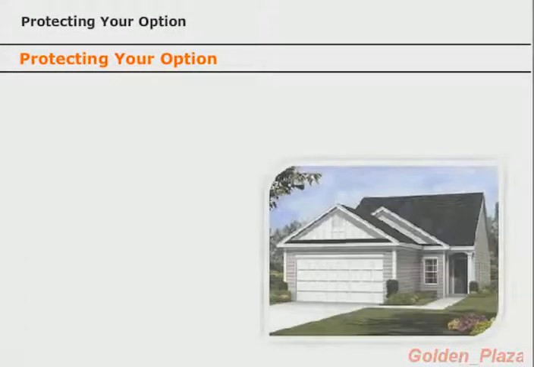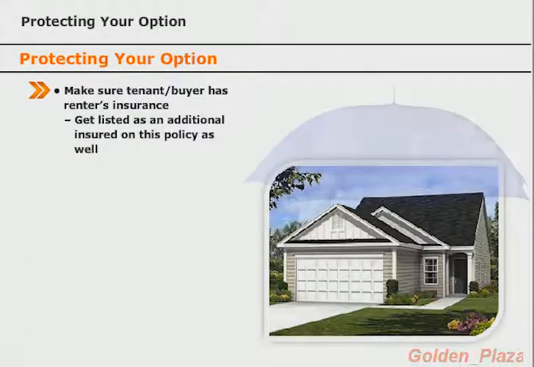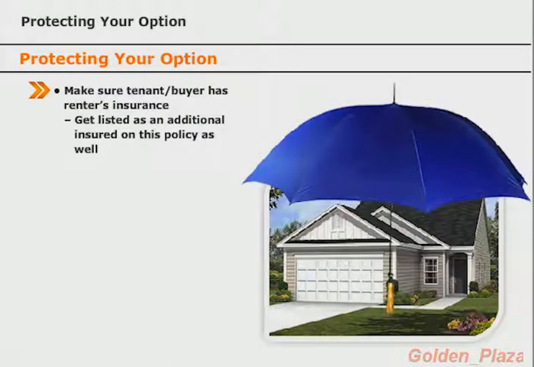The second step you can take is to make sure your tenant buyer has a renter's insurance policy that covers fire, vandalism, and their personal property. You should be listed as an additional insured on this policy as well. Having both of these insurance policies provides a safety net in the event that the home receives major damage.